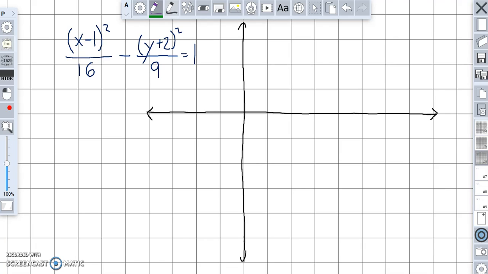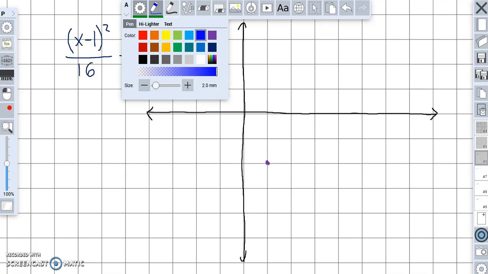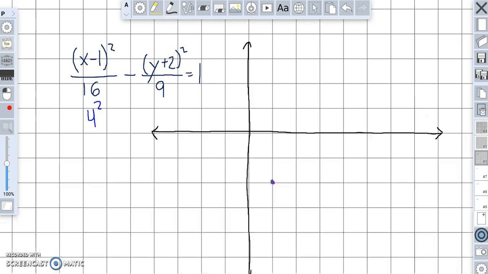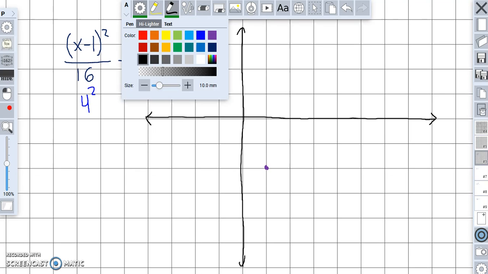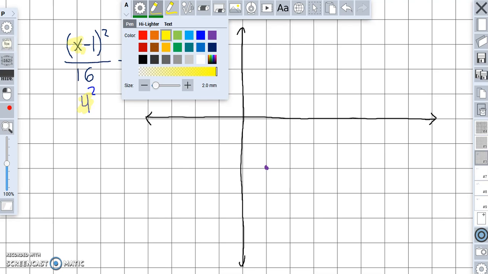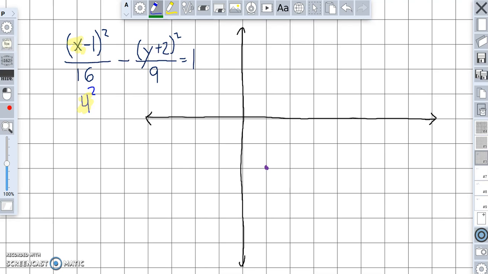This is going to make a hyperbola that has a center at (1, -2). To graph it, I'm going to first draw my box. I'm going to draw my vertices and covertices. In the x direction, I'm going to move 4 because 16 is 4 squared. From the center, I go 4 to the right, and 4 to the left.